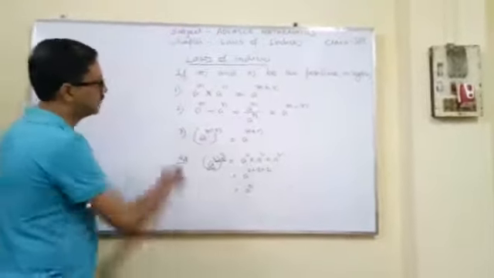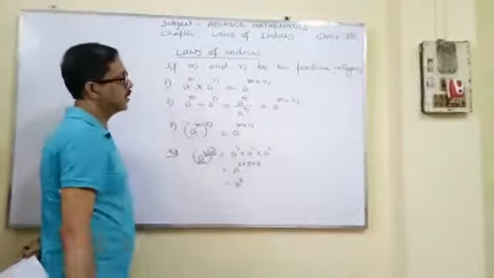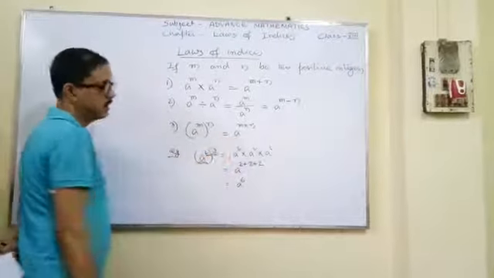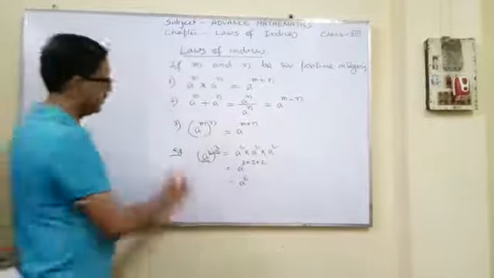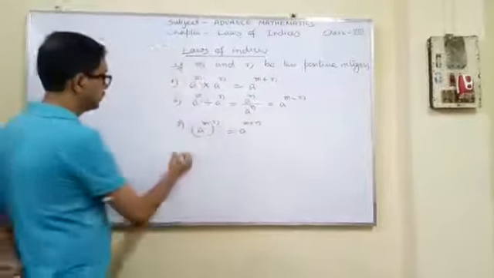In this way we can explain the third law. The third law is also very important: a to the power m to the power n equals a to the power m into n. Okay. Then what is the fourth rule or fourth law?